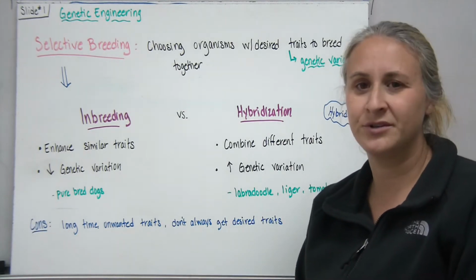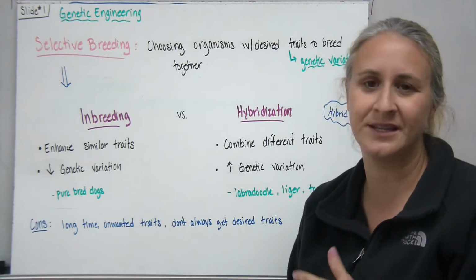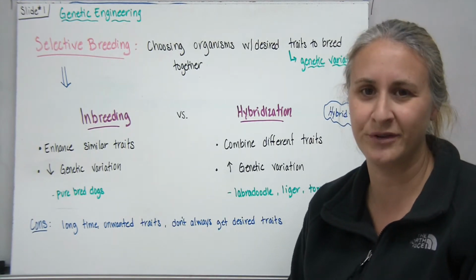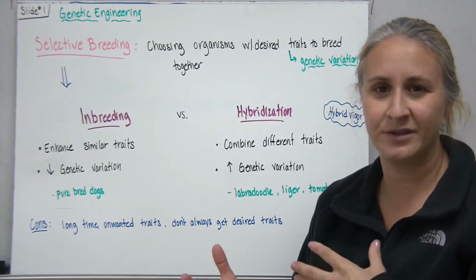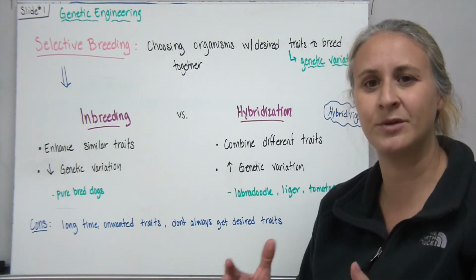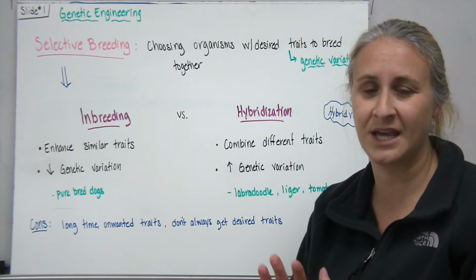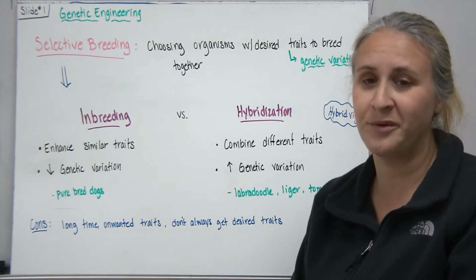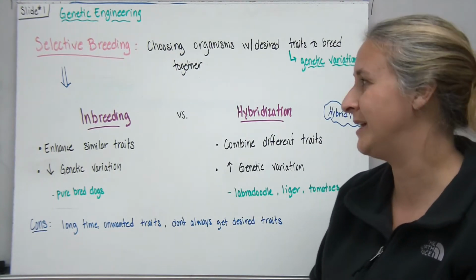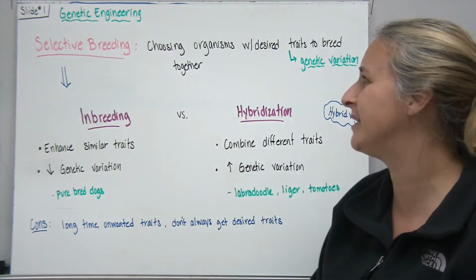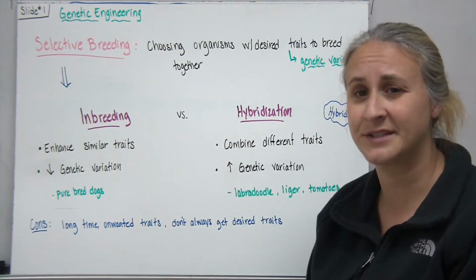Farmers and breeders have been doing this for hundreds and even thousands of years. When we go back to early farming days, farmers selected plants and animals with desired traits and crossed them together in hope of having a better crop or a better animal in the outcome. So there are two main things that we talk about with selective breeding.